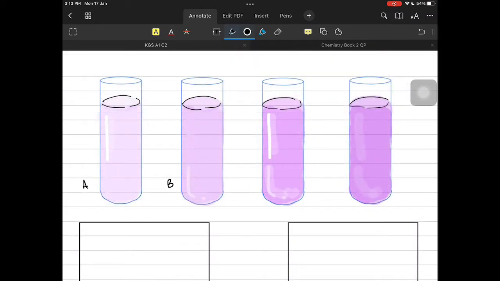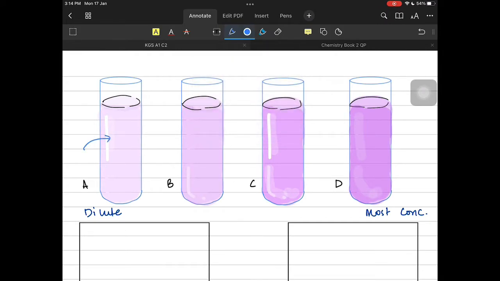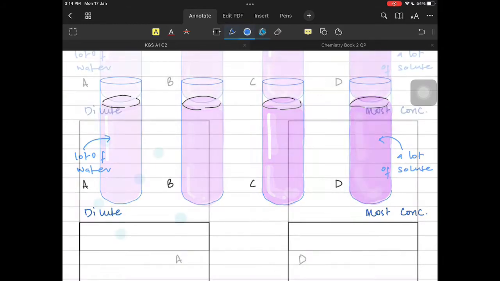Imagine we have 4 different solutions labeled A to D. Now we can see that the color of the solution is similar but not exactly the same. It could be because one of the substances is a really dilute solution, the other one is perhaps a more concentrated solution. They are solutes of the same nature, but their amounts are different. One has lots of water in it, while the other solution has more amount of the solute. It has a lot of solute in it.